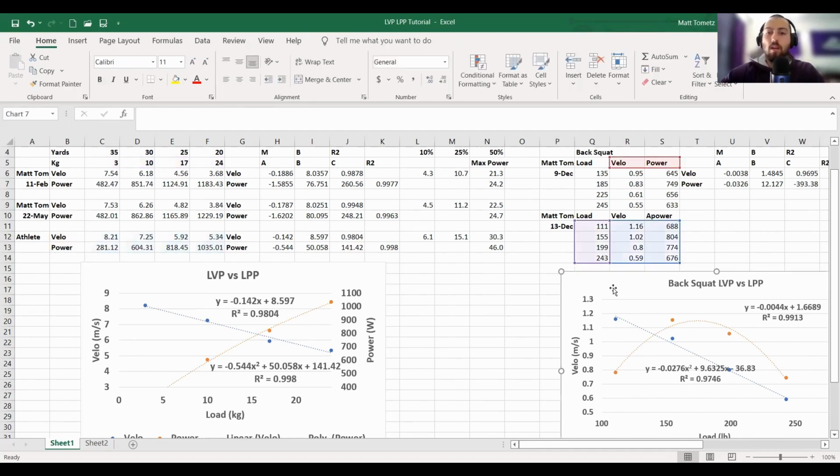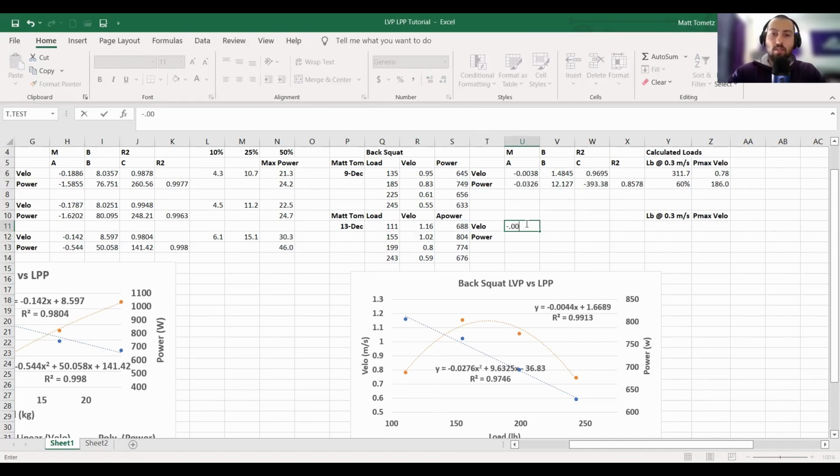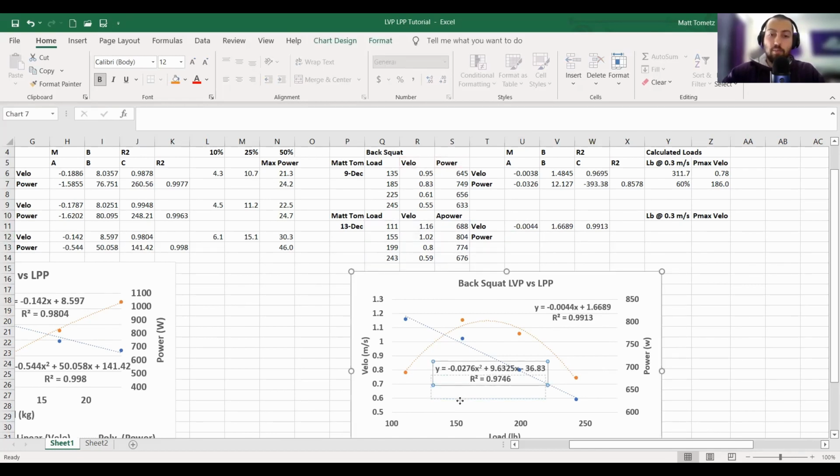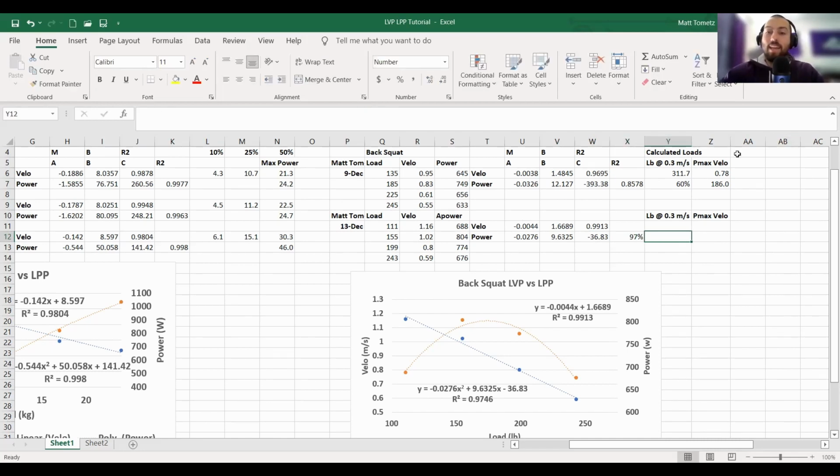The kgs. Okay. So I drag this down and the equation already auto updated. So all I'm going to do is retype these equations. Negative 0.0044, 1.6689, 0.9913 power up right here. Better profile 0.97, negative 0.0276, 0.9, 6325 minus 36.83, 0.9746.